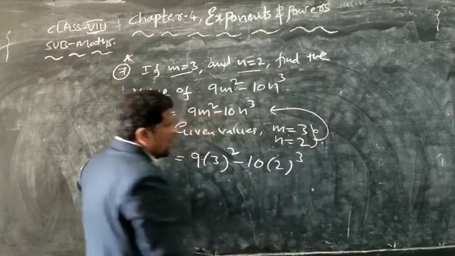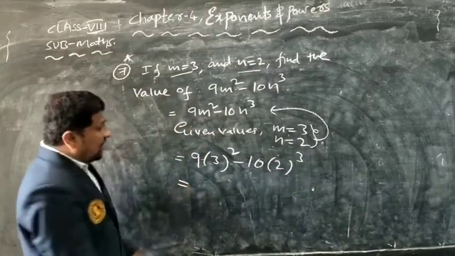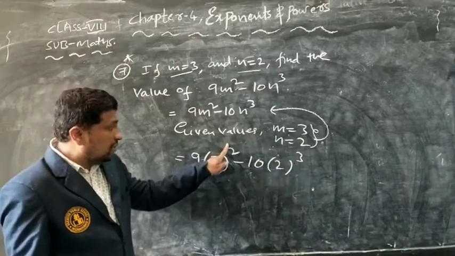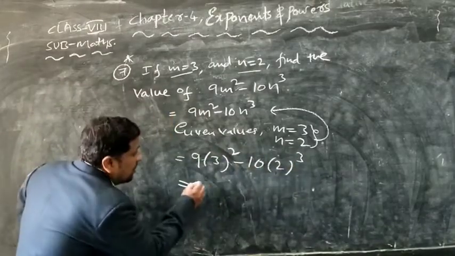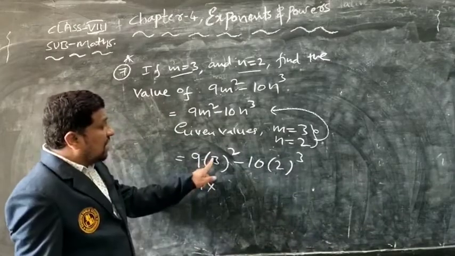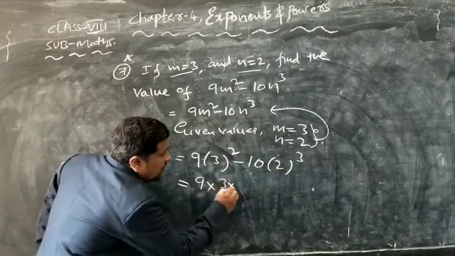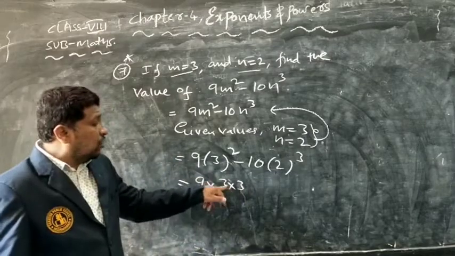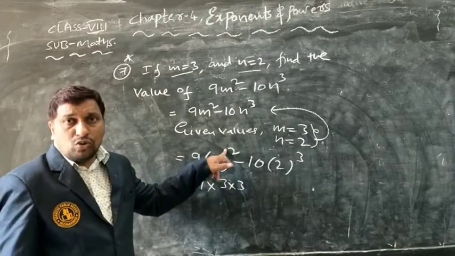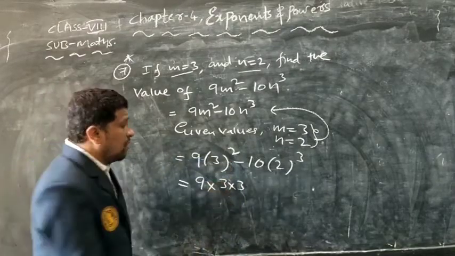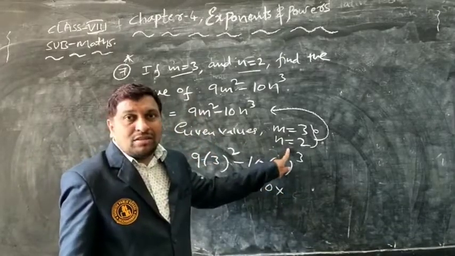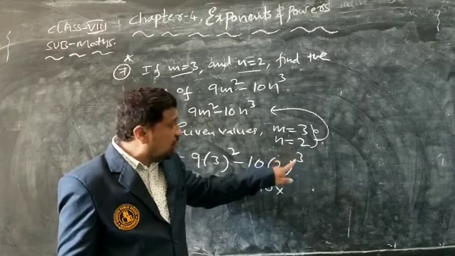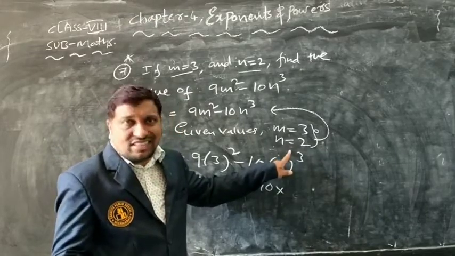2 cube. Here we have to write 3 how many times? 2 times, and 2 how many times? 3 times. 9 into, we have to write 3 2 times, 3 into 3. Why are we writing 2 times? What is the power here? 2. So that we have to write 2 times. Minus 10 into 2, we have to write 3 times. Why are we writing 3 times? What is the power here? 3. So that we have to write 3 times.